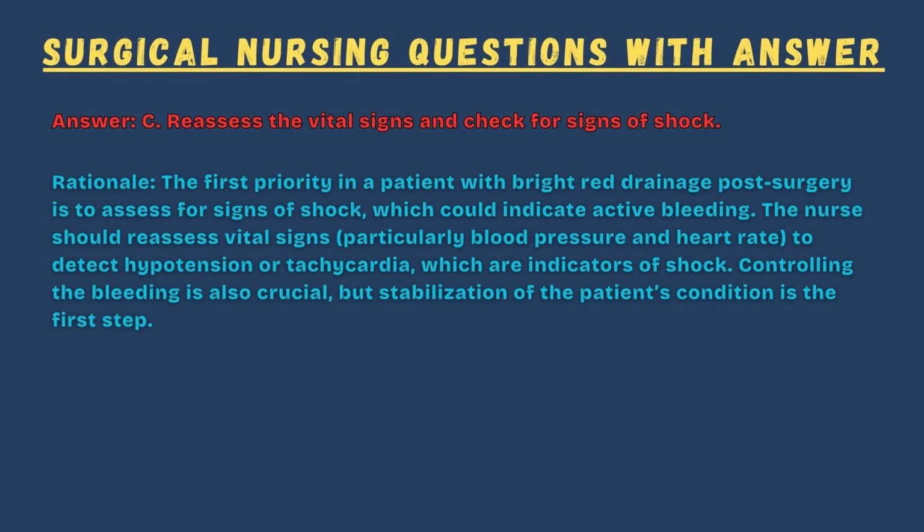Answer. C. Reassess the vital signs and check for signs of shock. Rationale: the first priority in a patient with bright red drainage post-surgery is to assess for signs of shock, which could indicate active bleeding. The nurse should reassess vital signs, particularly blood pressure and heart rate, to detect hypotension or tachycardia, which are indicators of shock. Controlling the bleeding is also crucial, but stabilization of the patient's condition is the first step.